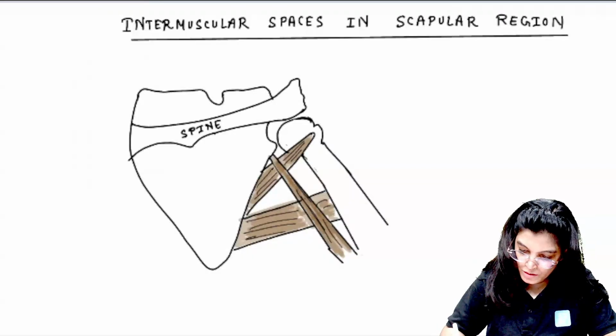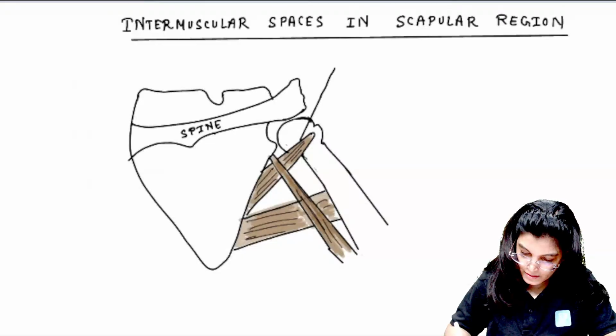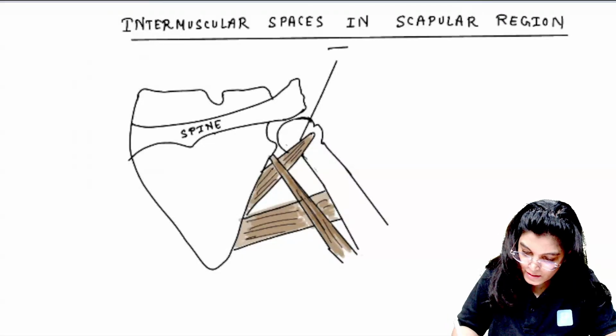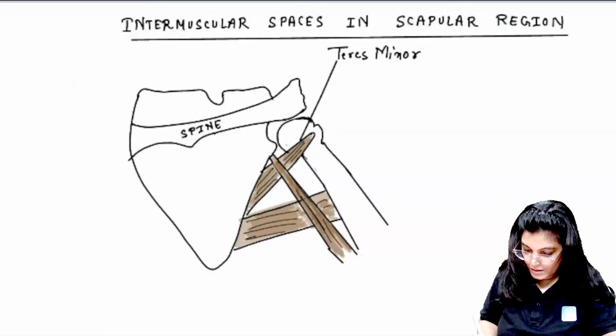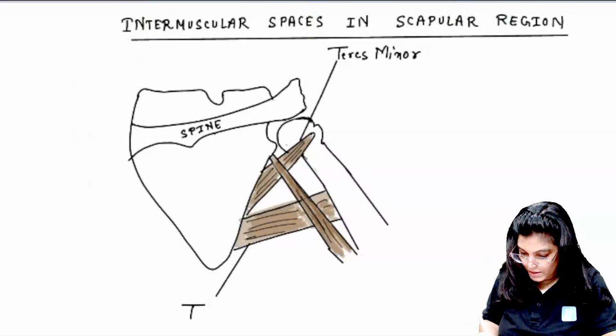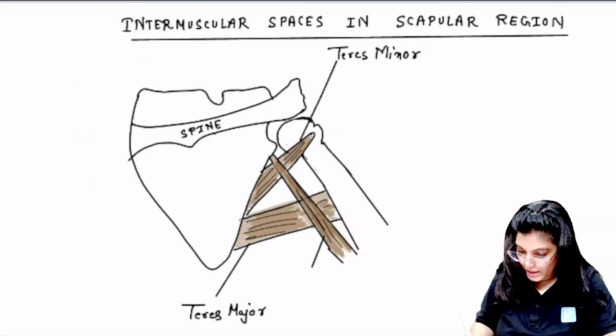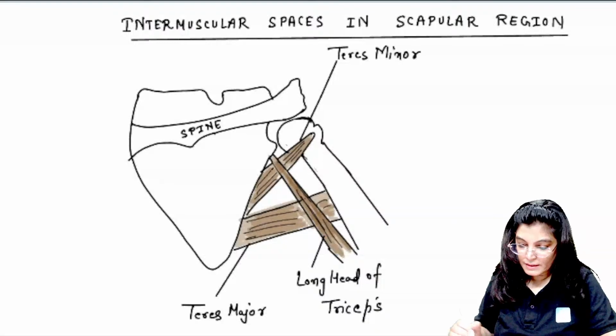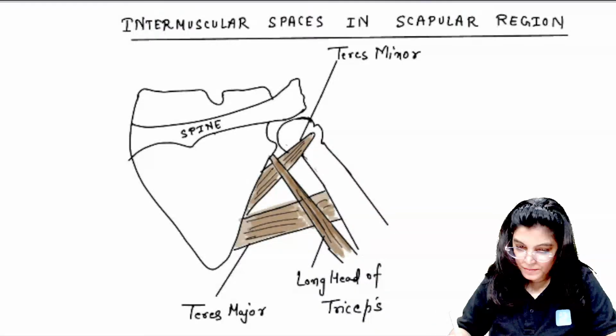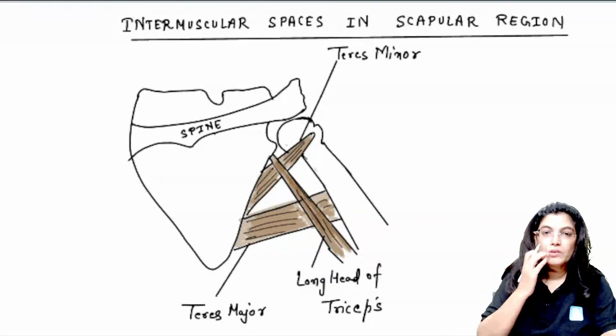So now coming to the labeling part. This is teres minor muscle. This is teres major muscle. This is long head of triceps. Okay, this is the humerus bone. Obviously, this is a humerus bone, no doubt about that.